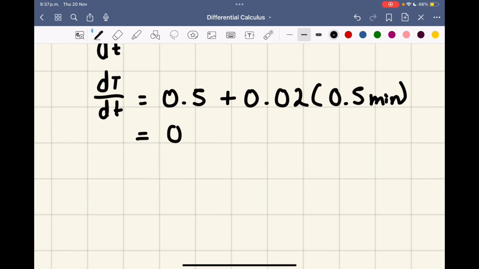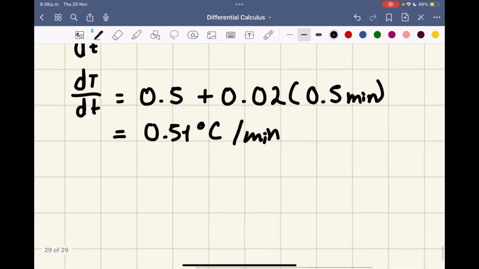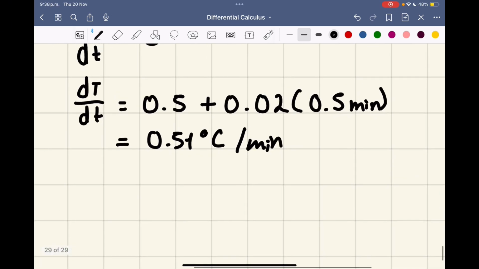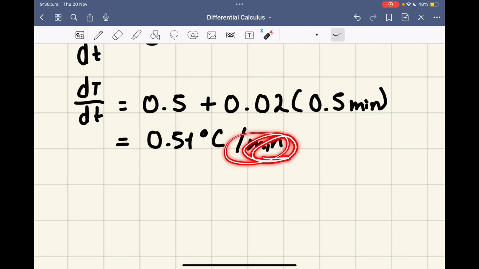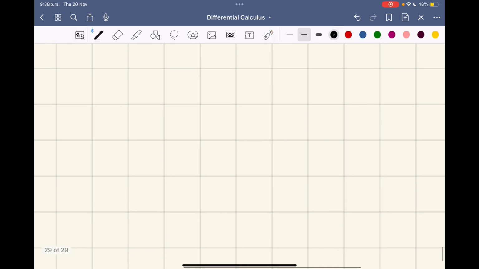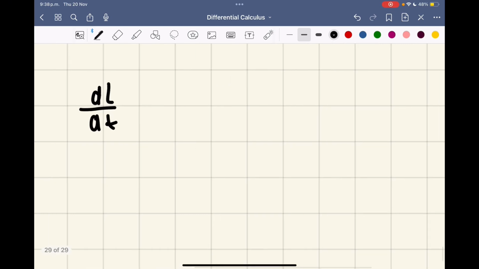This will give us 0.51 degrees Celsius per minute, because at 30 seconds the pipe is heating up at a rate of 0.51 degrees Celsius per minute. Now what we have to do is find the rate of expansion. Now we plug this heating rate into our main rate formula.